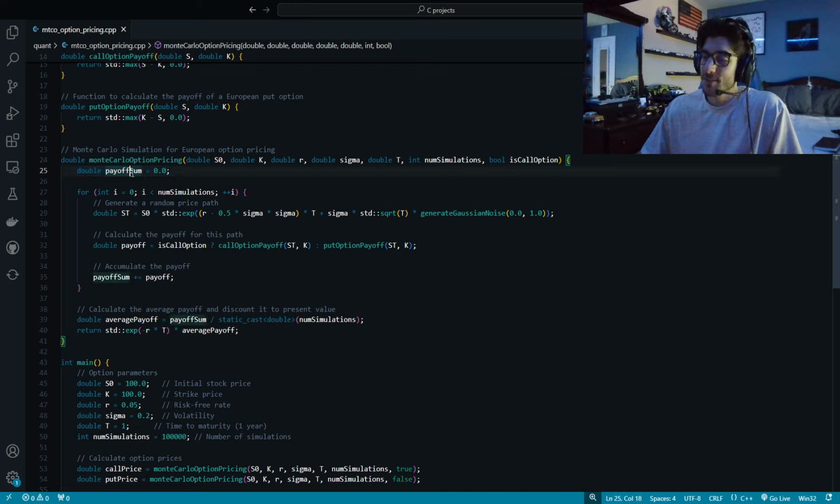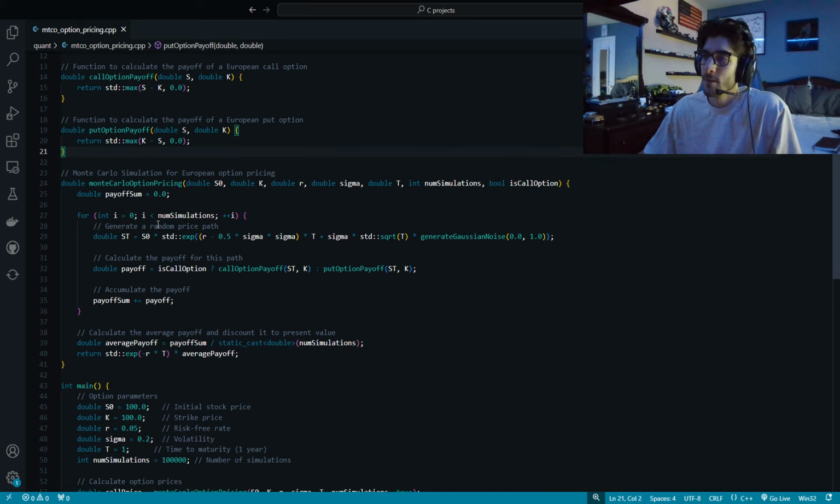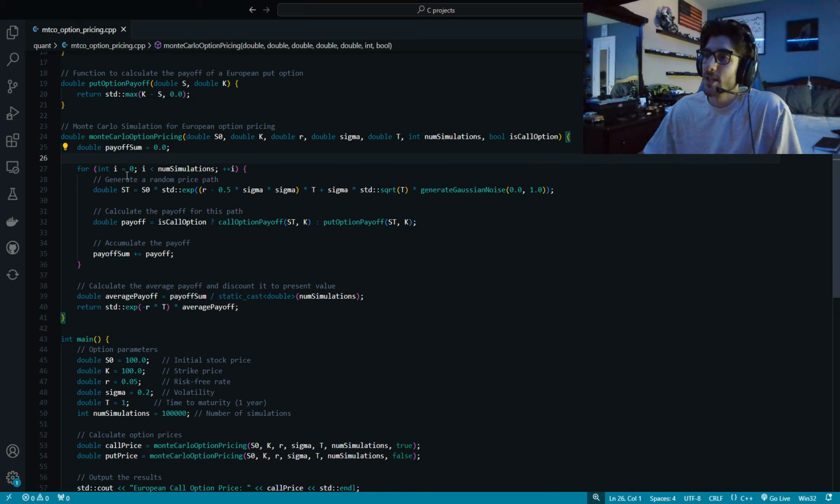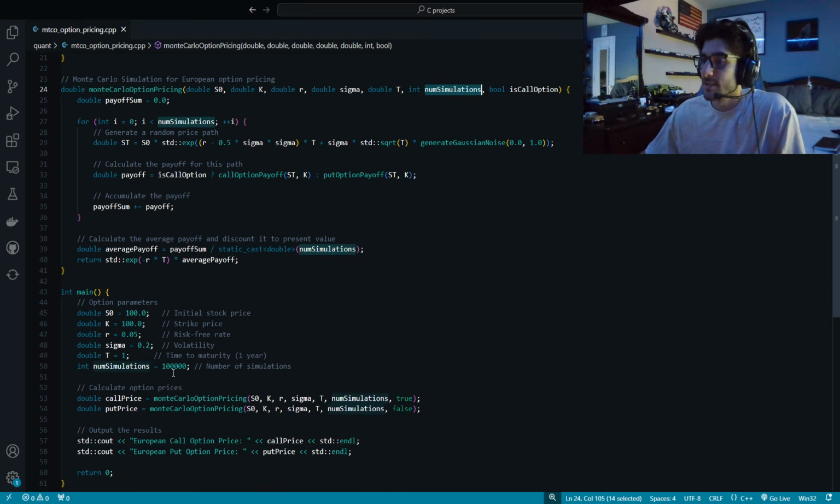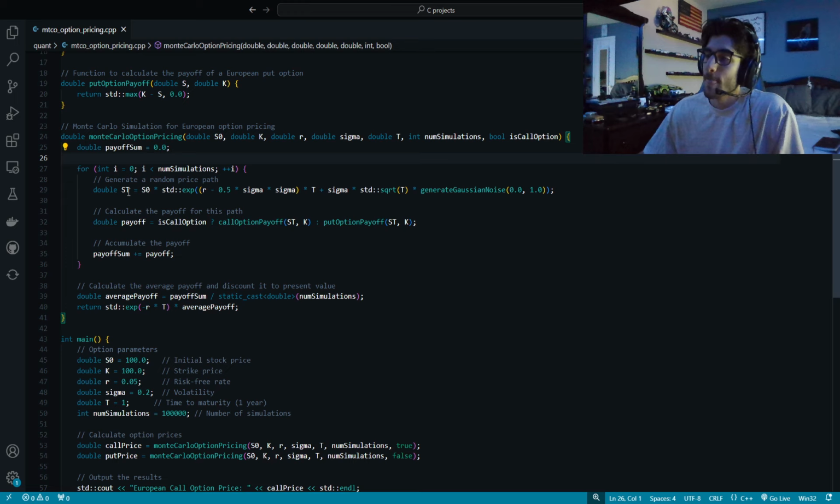So we have our payoff sum, because we're going to find an average, right? We're going to add up everything from this calculation, stored in this variable. So now for every single one of our simulations, we're going to iterate through whatever this number is. In this example, it is 100,000. So we're going to iterate through that. And so now what this is, generate a random price path.